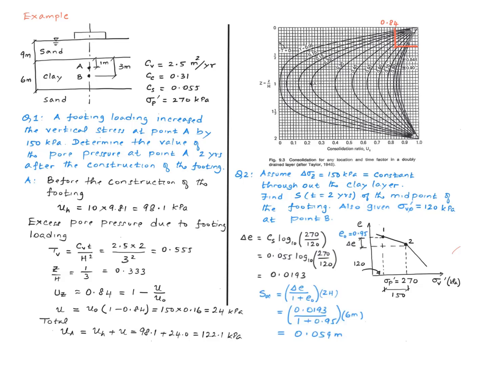So I calculate a value of 0.0193 for the change in void ratio, and then I substitute that in this equation in order to calculate S infinity. S infinity is calculated to be 0.059 meters. Note that I'm using the total thickness of the clay layer in calculating S infinity.